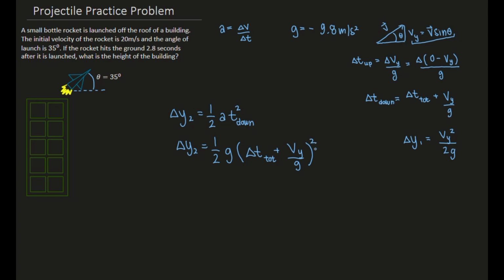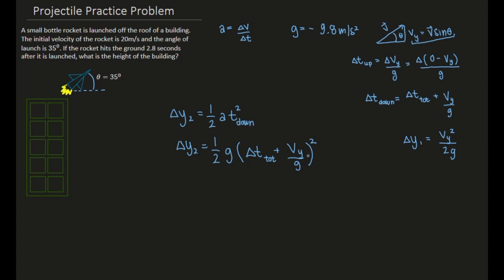This is going to give us the height from when the rocket reaches its maximum height all the way until it hits the ground. That's going to be that total height. And so we want to figure out what is the difference between the two.